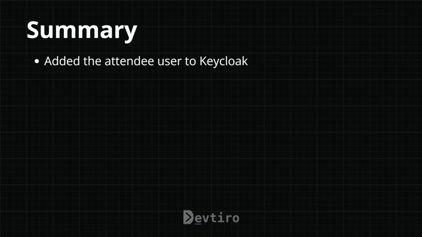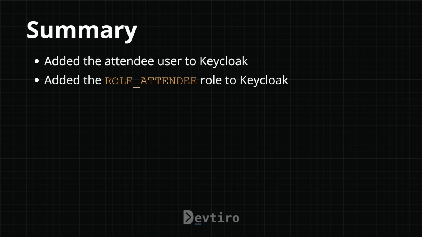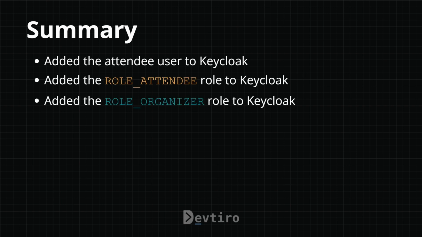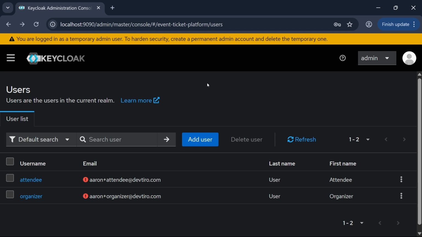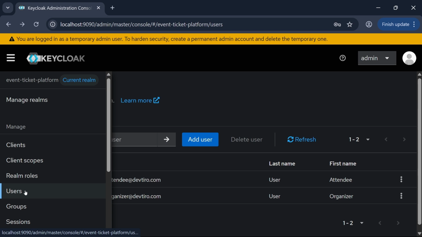In summary, we added the attendee user to Keycloak, we added the role attendee role to Keycloak, and we added the role organizer role to Keycloak. In this lesson, we're going to add the staff user and the staff role to Keycloak. So here we are back in Keycloak and we are already logged in. We're on the users page. We can access this page from the side menu here.